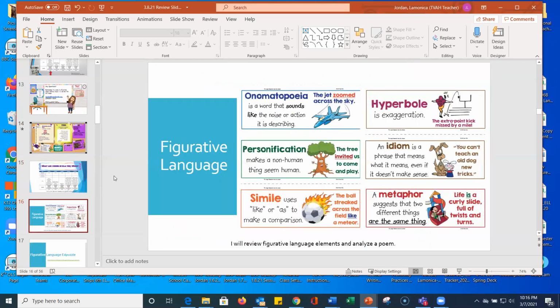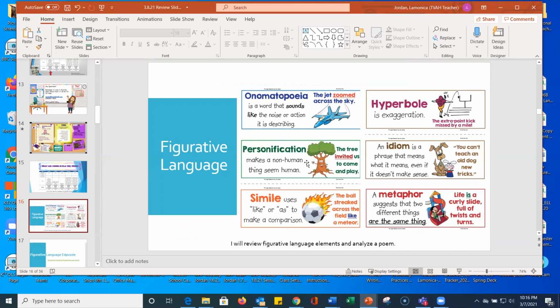Let's get started with today's lessons over figurative language. We have 6 main figurative languages that we have been discussing. One is onomatopoeia. It's a word that sounds like the noise or action it is describing. The jet zoomed across the sky.